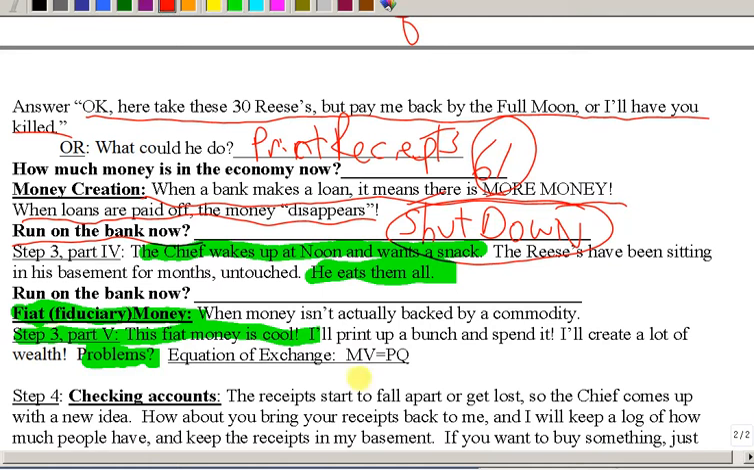The equation of exchange says the amount of money times V, M is the amount of money, times V, the velocity, how many times the money is spent, has to be equal to the average price of everything times the quantity of things. Simple example. Suppose there were $100 bills in the economy.